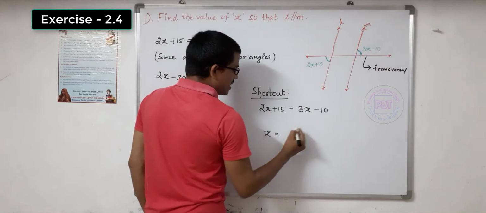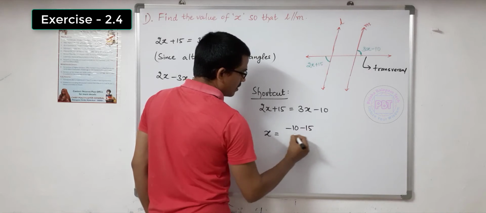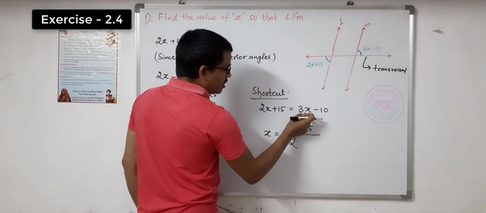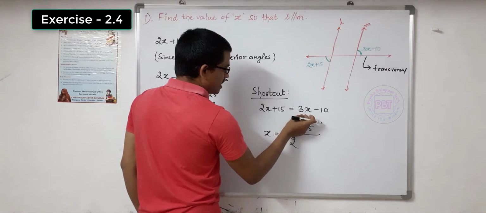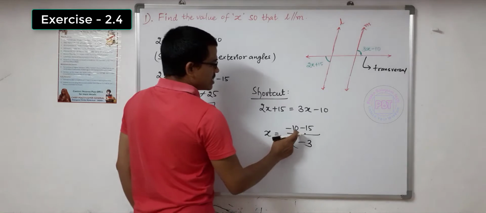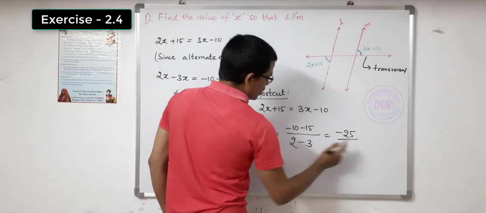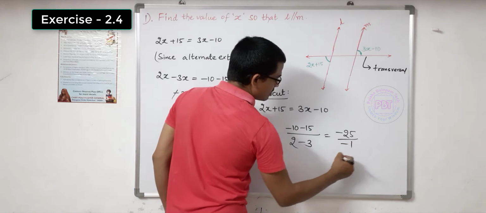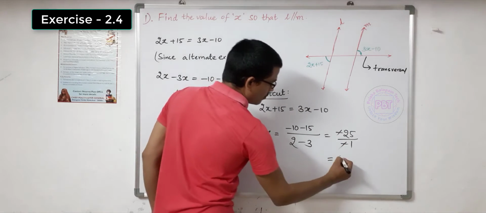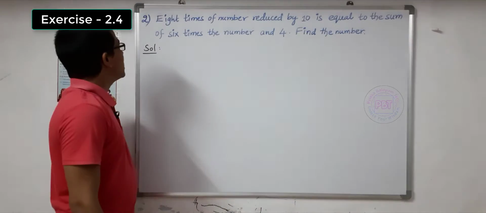So here minus 10 and plus 15 becomes minus 15, divided by the coefficient of x, here 2, plus 2, and the coefficient of x is plus 3. Plus 3 becomes minus 3 in the transposition. Okay. Now minus 10 minus 15 is minus 25, divided by 2 minus 3 is minus 1. Minus is cancelled in the numerator and in the denominator. Therefore the x value is 25. Let us see the second question.